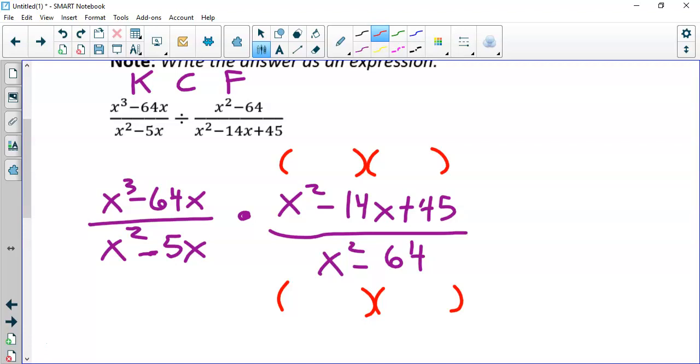Just curious. I know you're still working. What did you guys do for that first numerator? Pulled out an x. Yes, you need to pull out a GCF first, and then continue to factor. So I like what you said. Pull out that x. And if I pull out that x, what's left? There you go. Continue to factor. Because that x squared minus 64 continues to break down.